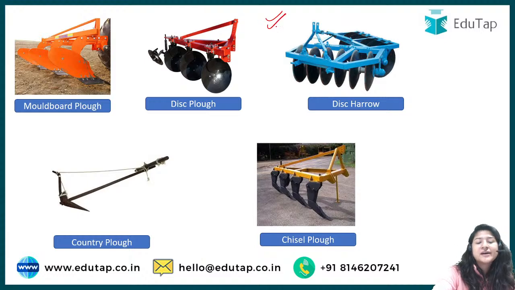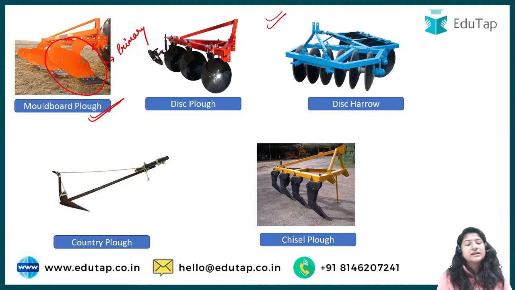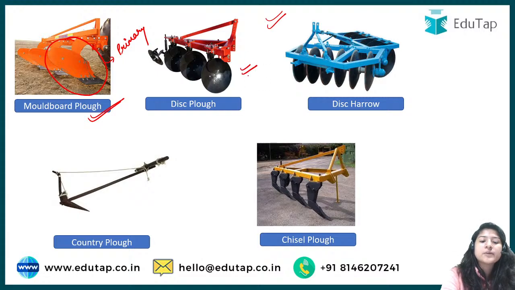I've incorporated this because even if you are from an agriculture background, most people don't know which implement is used for what and how they look. That is why it is all here. This is the mold board plow that I was talking about. You tell me, is it primary or secondary? Yeah, this one is primary. As you can see, even the shafts are so broad, so that a lot of soil can be dug at once, right? So this is primary. Disc plow is also primary, and this disc harrow is secondary.